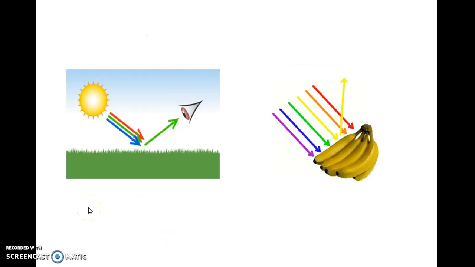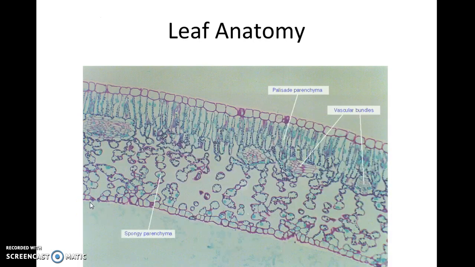Okay, one other thing I want to talk about really quickly is leaf anatomy. So you can understand this. All right, we've got this top layer of cells, which is the waxy coating. We've got the palisade parenchyma here. You can see these up and down vertical cells, lots of chloroplasts packed in. We want to get as many chloroplasts near the top of the leaf to get the solar energy hitting.